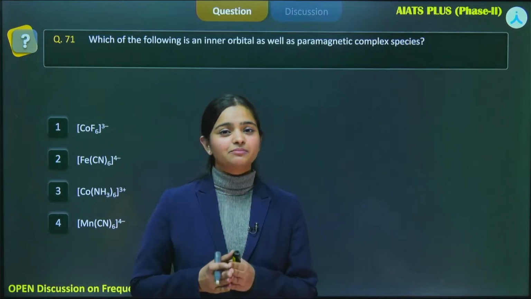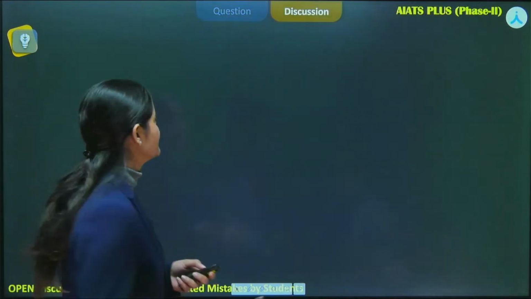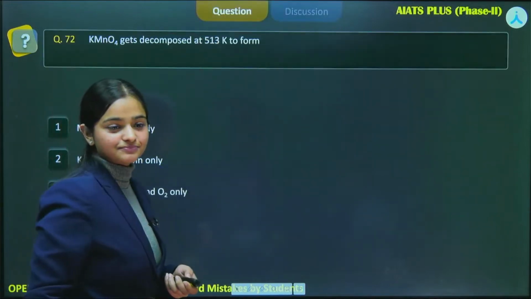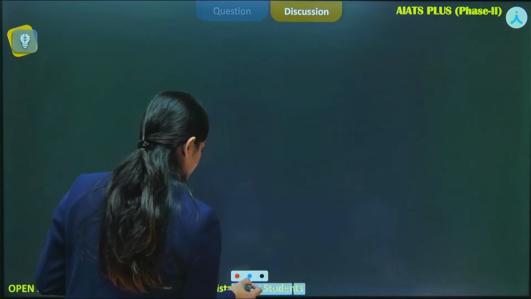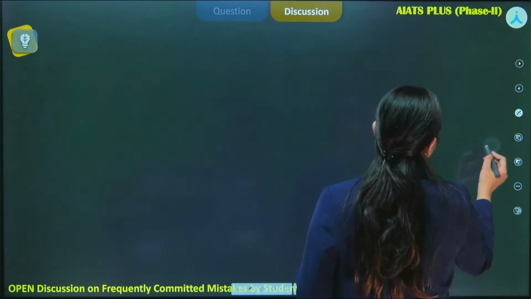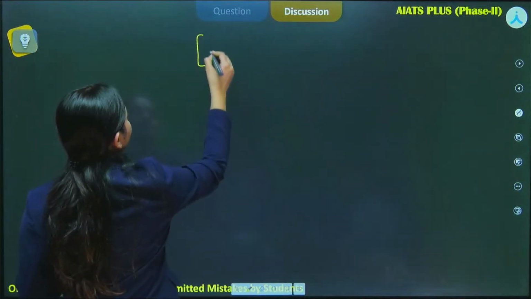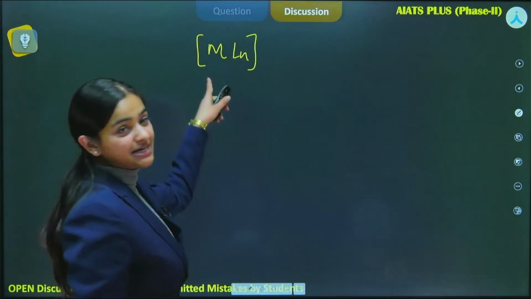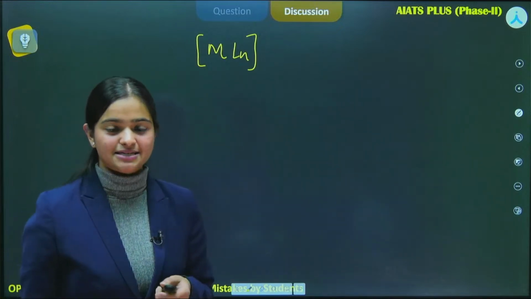What do we study in VBT, valence bond theory? So let's just see for the concept part of this question. We study complexes in coordination compounds. For the complexes we study M, Ln type of complexes where M is the metal and L is ligand, n is the number of ligands present in the complex, right?